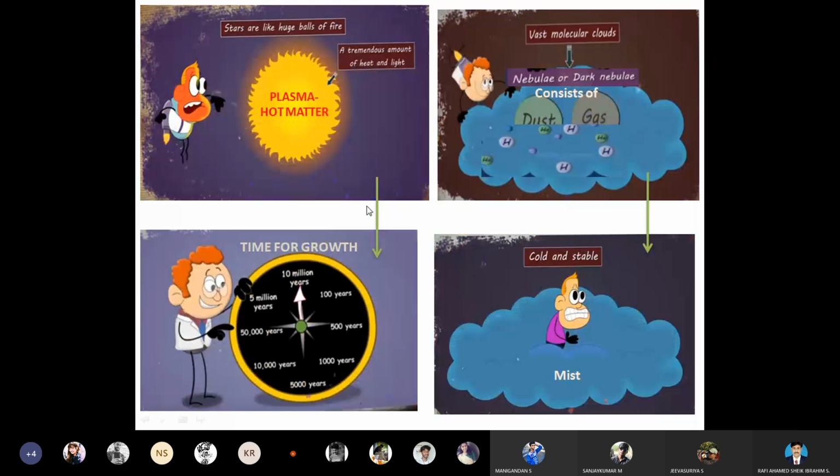Stars are like a huge ball of fire. As I already mentioned, it is a very large ball of bright, glowing hot matter in space. It emits a huge amount of heat and light. We are able to see that it produces and transmits a huge amount of heat and light.